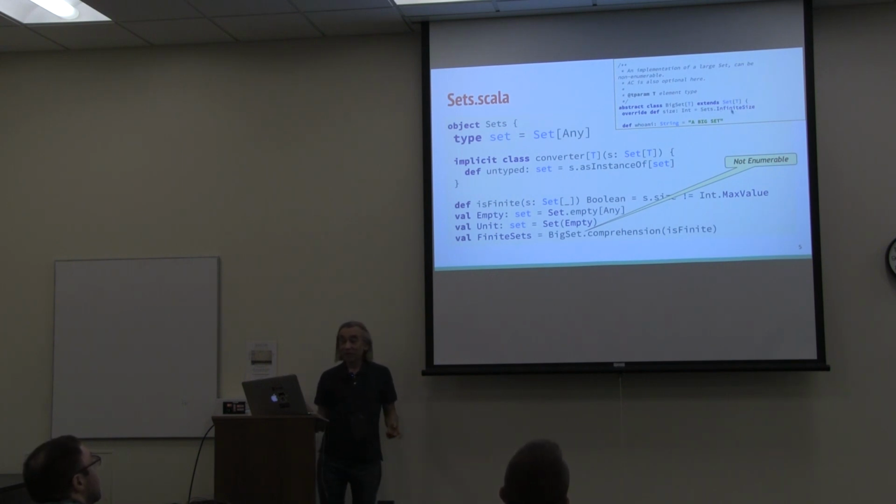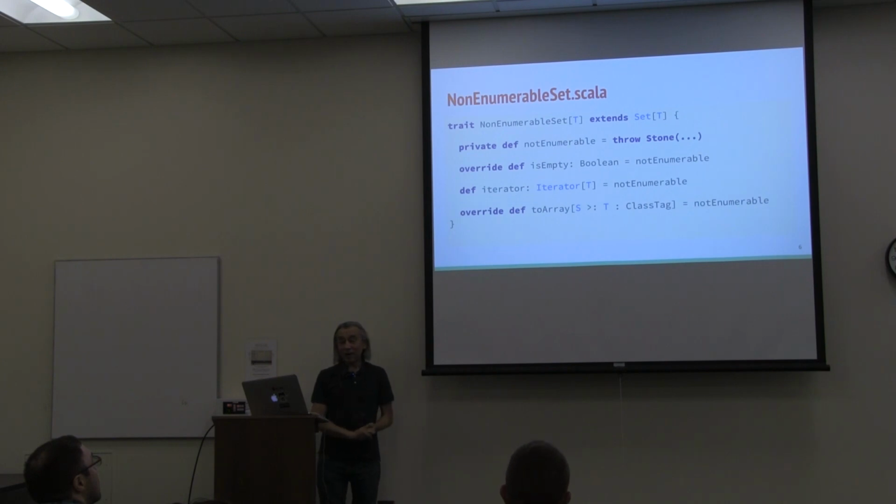But basically, because we are there, we have to make sure that we don't enumerate the set of all sets and so on. So that's why I have this trait, non-enumerable set. It will crash if you try to check, is it empty? If you try to iterate, if you try to convert it to array, no, it will crash. That's something that doesn't belong to sets. That belongs to enumerable sets.